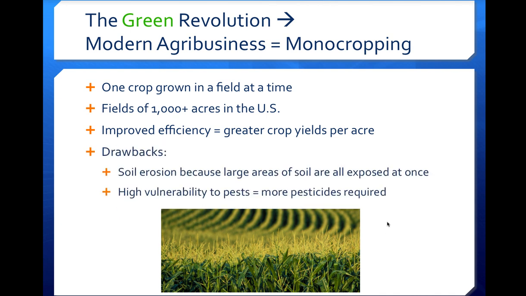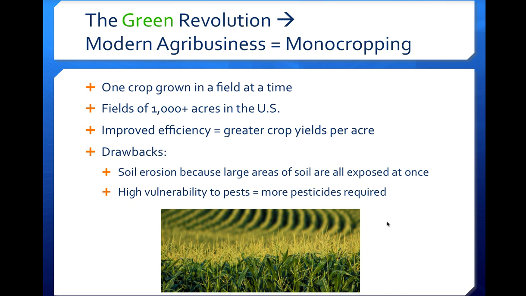Now, some of the drawbacks to monocropping. First of all, we end up with high levels of soil erosion because when you do monocropping, you're exposing huge areas of land all at once. And all of that exposed soil can then be subject to wind erosion, which can reduce the productivity of that area of land.